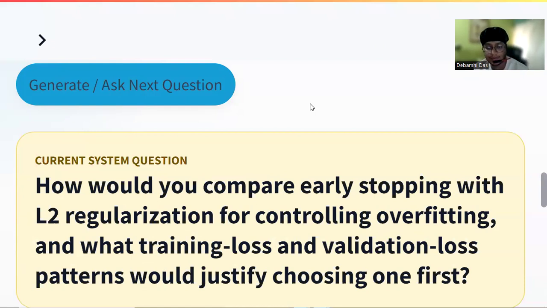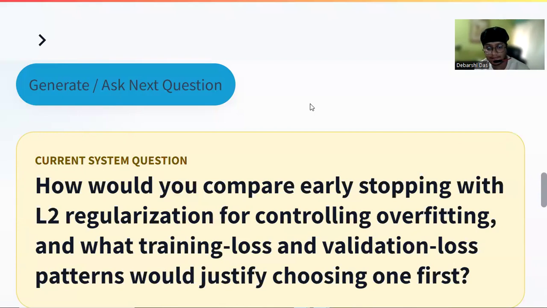How would you compare this? I would have to read up on this. I'm not so sure about this one. It's a bit more complicated than the one I've done.